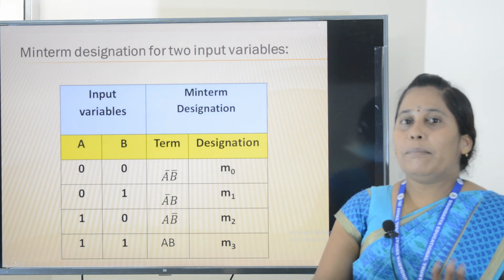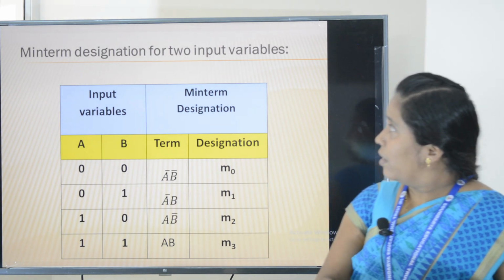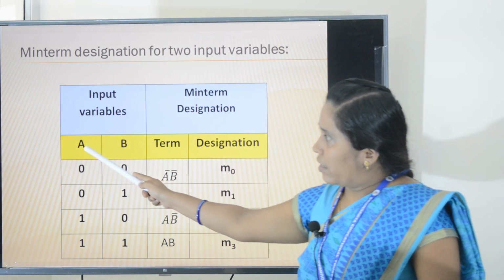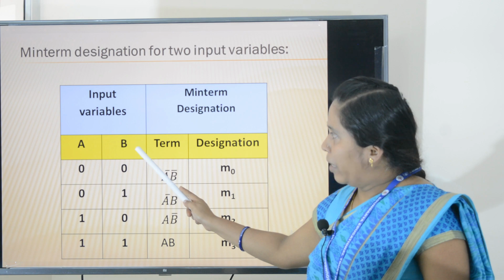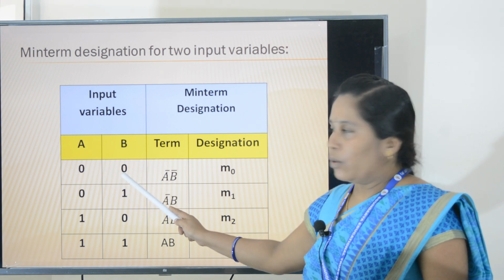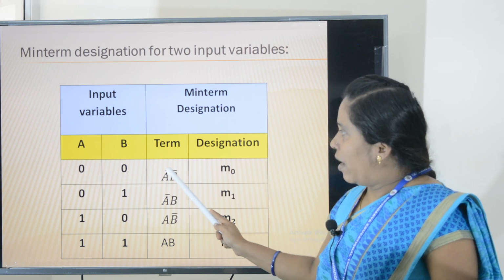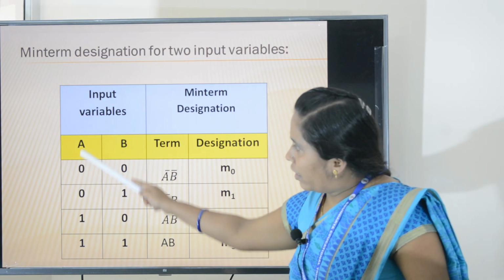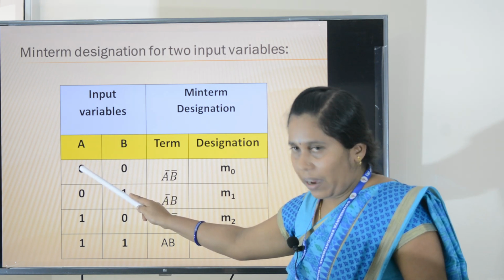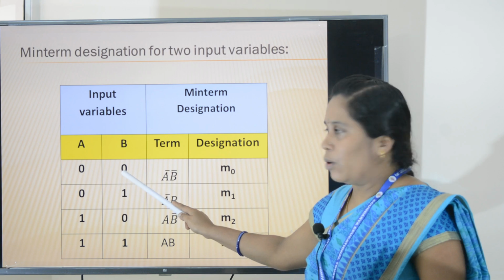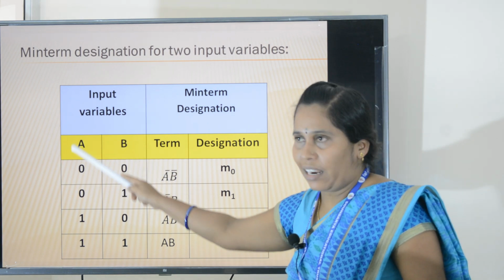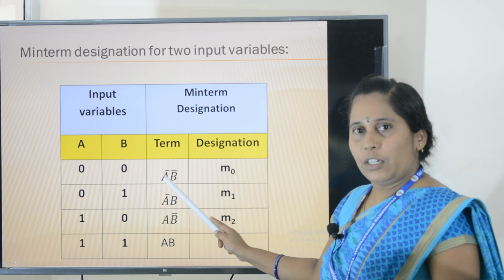The next is Minterm designation. This Minterm designation is only for 2 variables. The variables are a and b. For example, a is 0, b is 0. So this is called as a bar into b bar. See the a column. In the a column, a is 0. 0 is called as a bar. B column is also 0. That is called b bar. If it is 0, take complement of that variable. That is a bar into b bar.